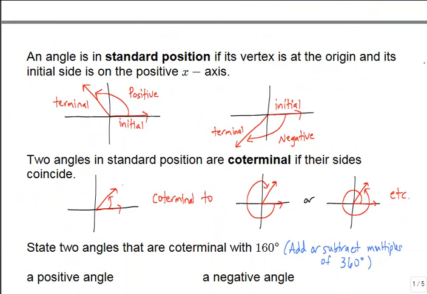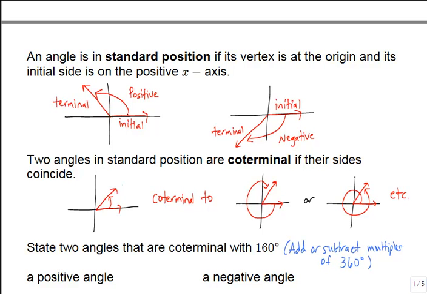Now we say that an angle is in standard position if its vertex is at the origin and its initial side is on the positive x-axis. So you always want the initial side of your angle to line up with that positive x-axis, and the vertex of your angle is at the origin.